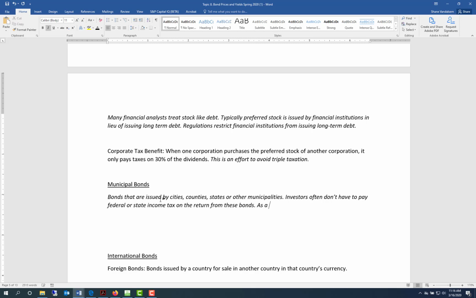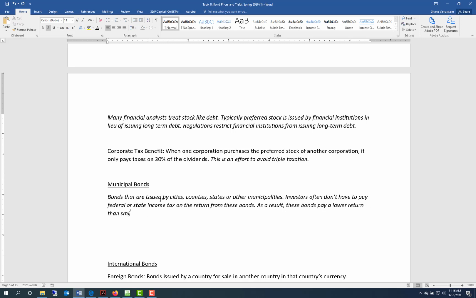As a result, these bonds pay a lower return than similar corporate bonds. That return is known as the tax equivalent yield.